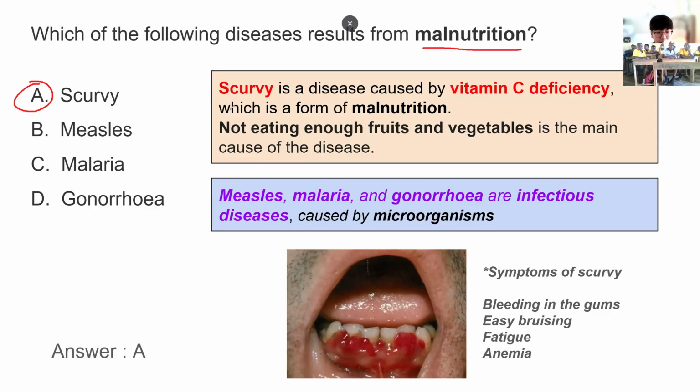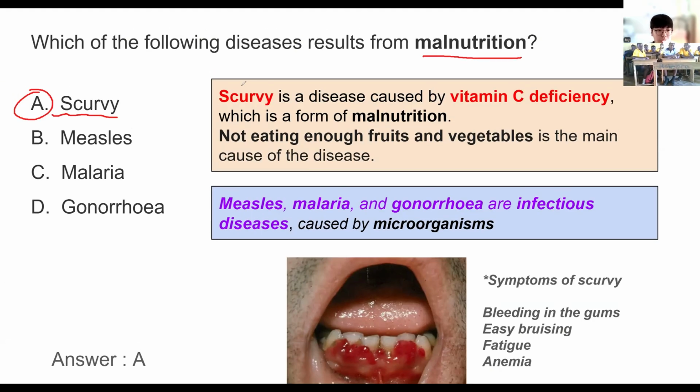Like the text says, scurvy. You might be wondering, what is scurvy? Scurvy is a disease caused by vitamin C deficiency. And malnutrition is any sort of deficiency. So that's correct, because scurvy is caused by vitamin C deficiency, which is a form of malnutrition. Scurvy happens when you don't eat enough fruits and vegetables, and that's the main cause of this disease.